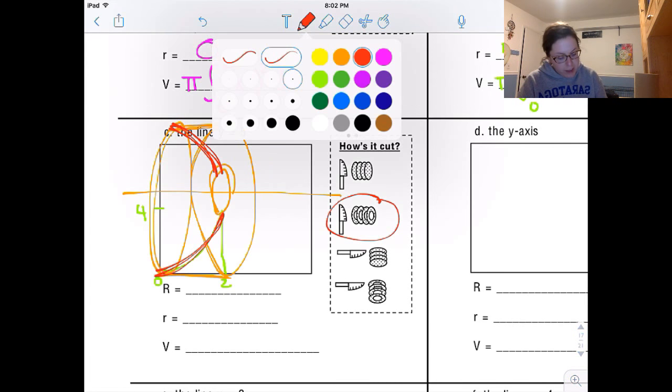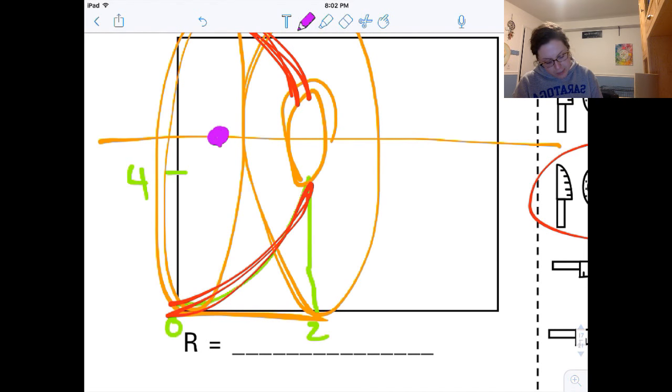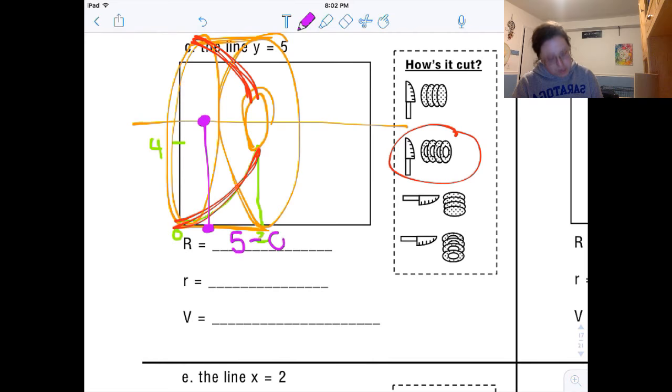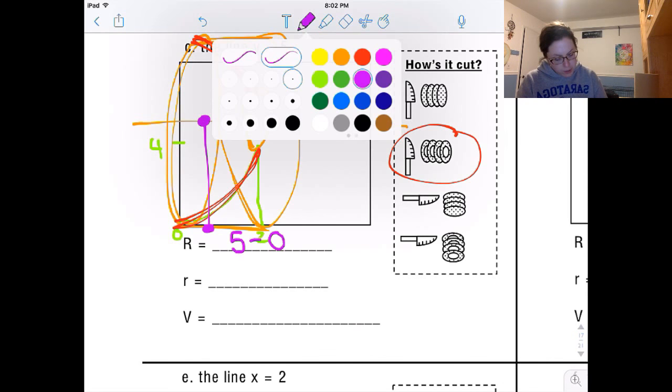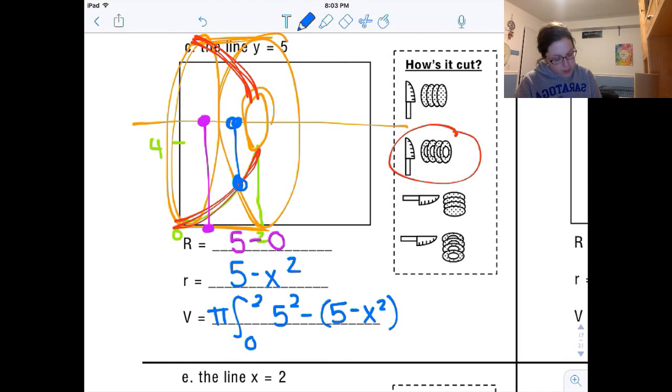So let's do outer radius, and then let's do inner radius. Outer radius is that and that, right? So I'm going to do this here. Your outer radius is from your axis of rotation down to that point, which would be 5 minus 0. Your inner radius would be going from your axis of rotation to the inner part, which is 5 minus x squared. So this is going to be pi times the integral from 0 to 2 of 5 squared minus (5 minus x squared) squared dx.